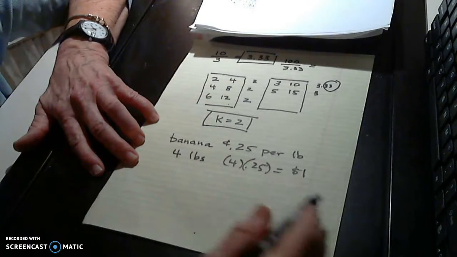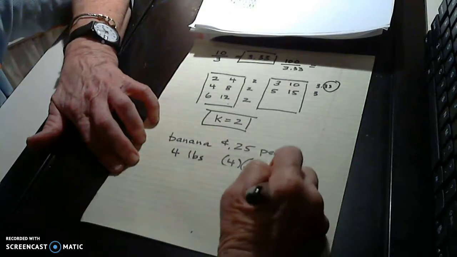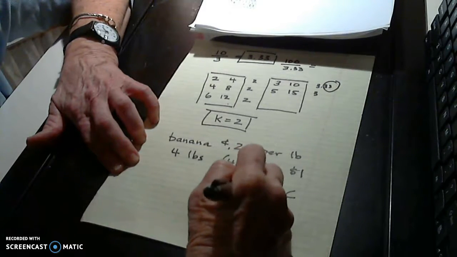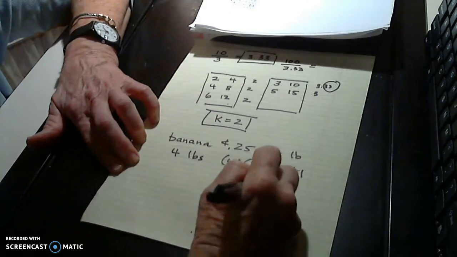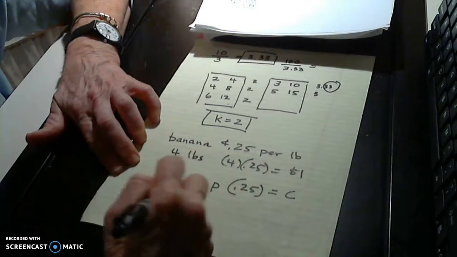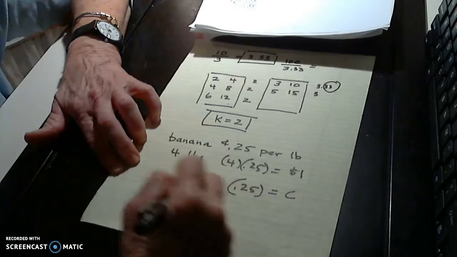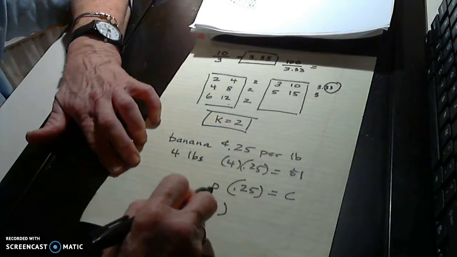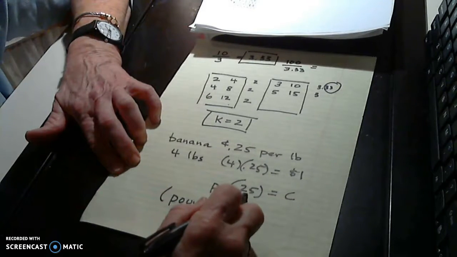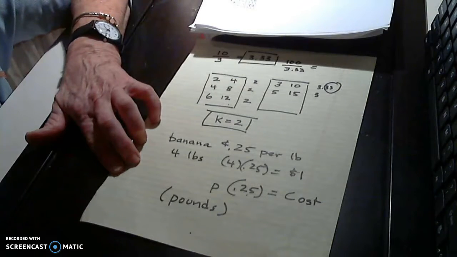But let's say I want to make an equation out of this. My overall cost is going to equal 0.25, which is the price, but strangely it's multiplied by my P, and in this case my P stands for pounds, not price. So the pounds times the cost of the pound gives me the cost, or basically what I spend as I walk out the door.